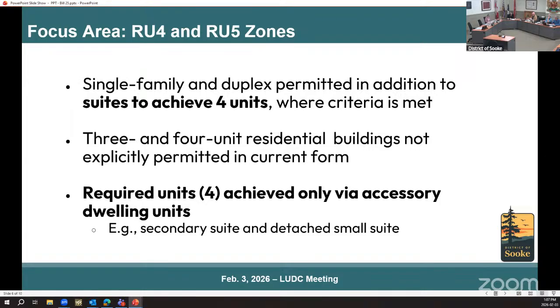However, staff have noted that the RU4 and RU5 rural residential zones, which technically have the ability to meet the restricted zone criteria, were not amended to permit 3 or 4 unit residential buildings, specifically when location, parcel size, and servicing criteria are met. Instead, achieving 4 units on parcels in the RU4, RU5 zones that otherwise meet the criteria can only be done with the construction of attached or detached suites. This is considered an indirect way of achieving the required 4 units, which is what Bill 25 is aiming to address.